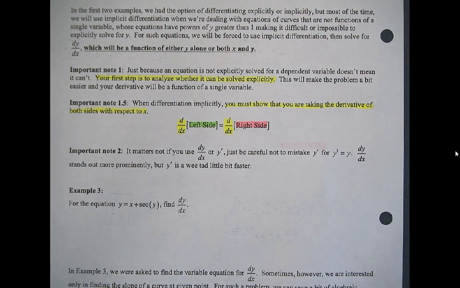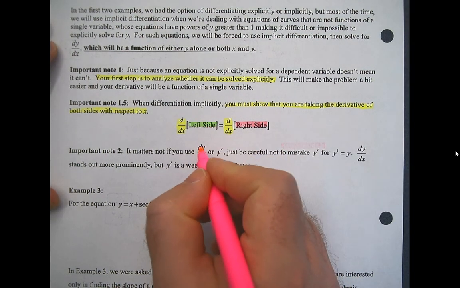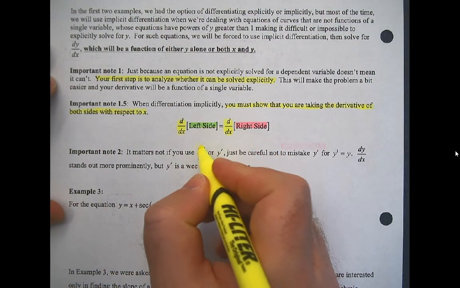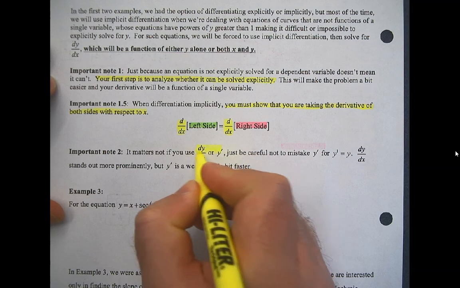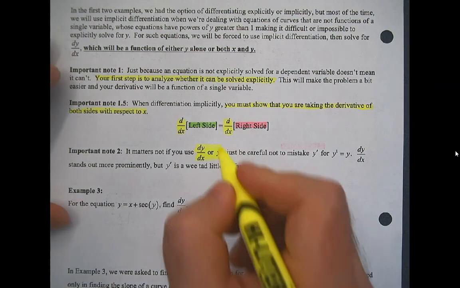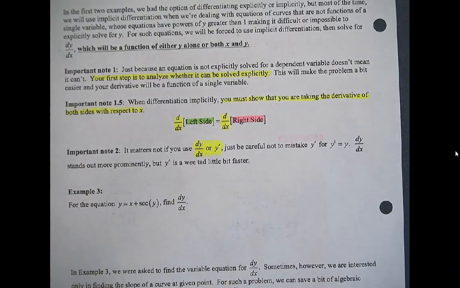I very rarely write dy dx. But if you wanted to, you could. Dy dx is the same as y prime. I'm using a lot of yellow highlighter in here. I don't like that, but dy dx or y prime are fine, whichever one you want to use. All right, let's get after it.